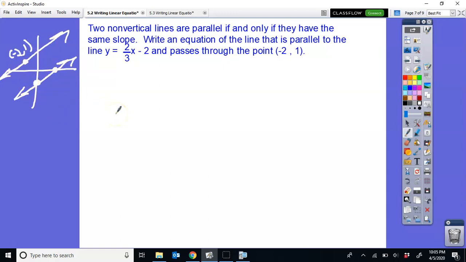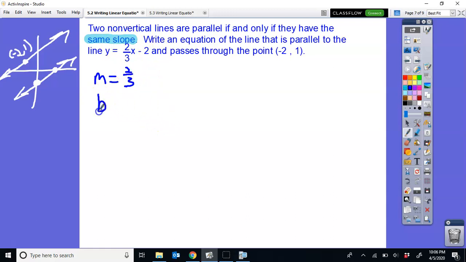So I know a point that it passes through, negative 2, 1, and I know that it's parallel to this one. What did I just tell you about parallel lines? Parallel lines always have the same slope. So whenever you know that it's parallel to this one, it would have to have the same slope. So what is the slope of that line? Remember, it's mx plus b, so 2/3 would be the slope.